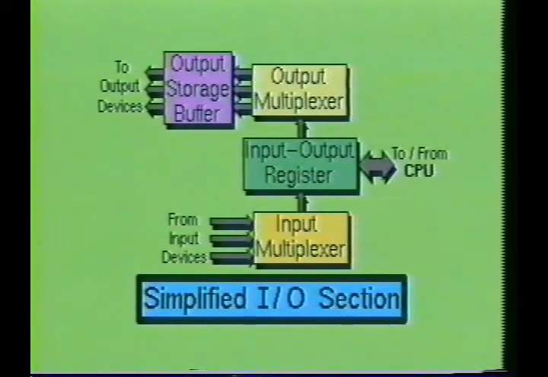To better understand how the input-output section of the computer functions, we will examine this simplified block diagram of an I/O section. As you can see, it consists of 4 primary blocks. The input-output register provides temporary storage during the transmission of information between the central processing unit and the I/O section. Selection of the input or output devices is performed by the input-output multiplexers. The output storage buffers provide temporary storage for the data produced by the output multiplexer circuit. This data is then transferred to the output peripheral devices.